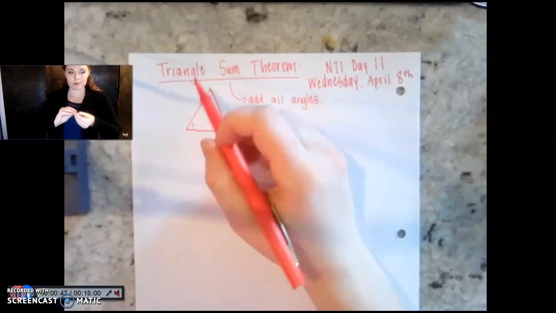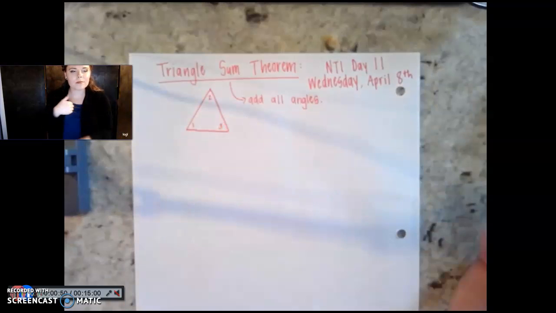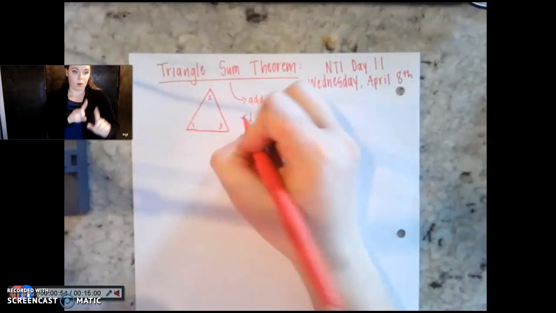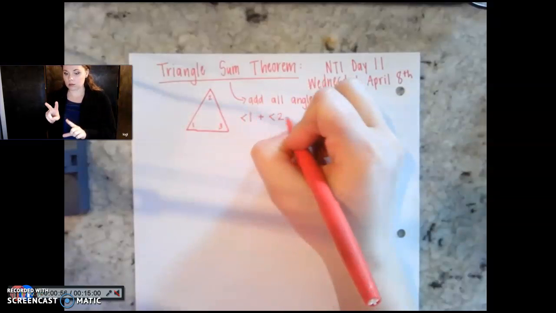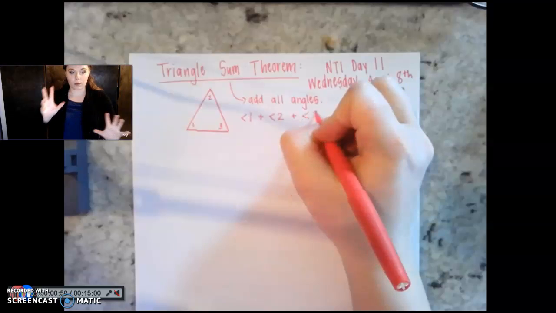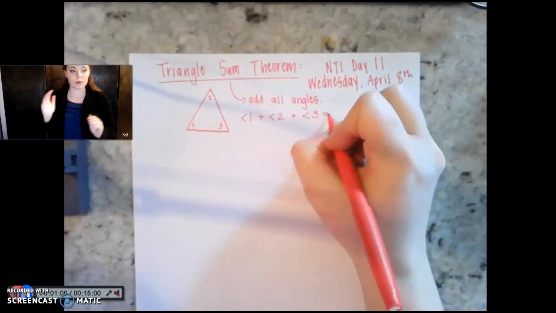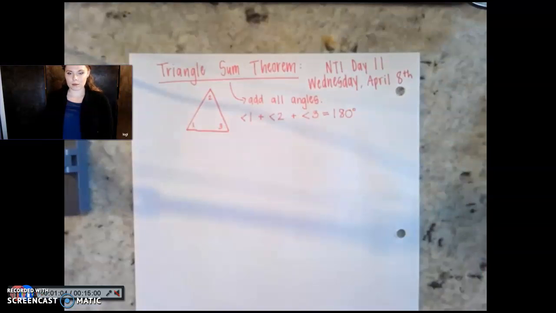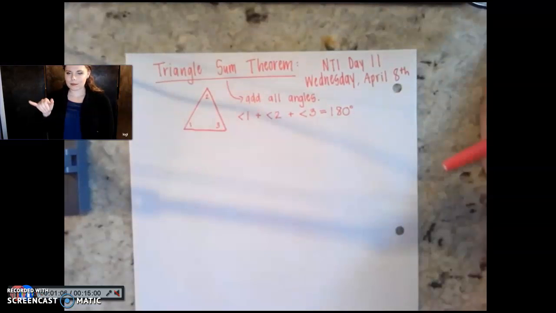We know that a triangle has 1, 2, 3 angles, and if I add angle 1 plus angle 2 plus angle 3, it's going to give me 180 degrees, just like a straight line, just like supplementary angles.